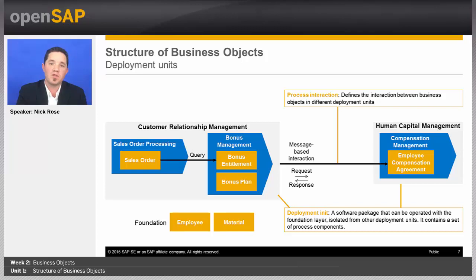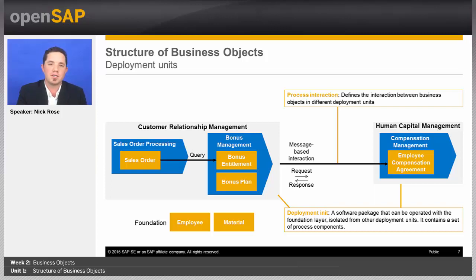There's also then specific ones depending on the area. So customer relationship management would have your sales order, your marketing, opportunity, leads, whereas human capital management would have your employee compensation agreement, other HR related items. And so there's many different deployment units where all of our objects are sorted into.